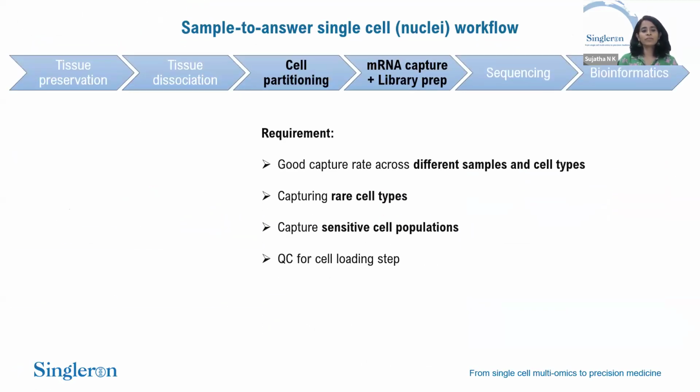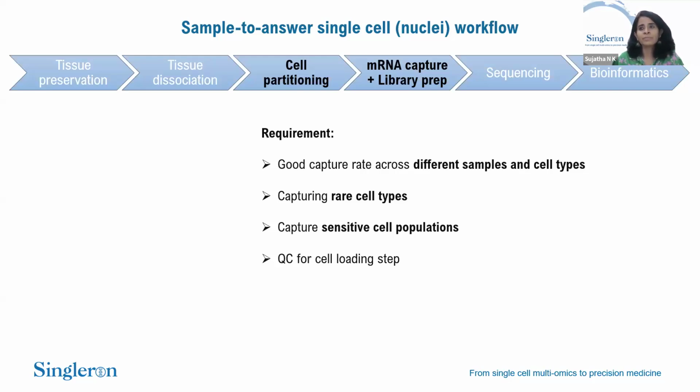So moving down the workflow, we're next at cell partitioning and mRNA capture. Once you have a very good single cell suspension, you have to get going with capturing your cells and then the mRNA from individual cells. So what are the requirements when you choose a method? You want a method that can capture cells from different sample types and cell types, so there shouldn't be any bias in the capture to represent the actual sample.